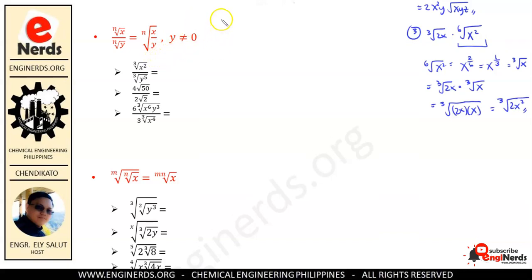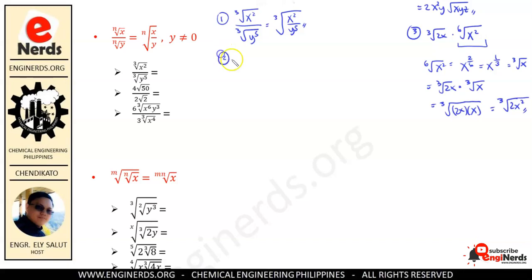Okay, so let us solve problem number 1. You have here the cube root of x squared over the cube root of y to the 5th. Okay, so this can be combined this way, the cube root of x squared over y to the 5th. And this will be our answer.